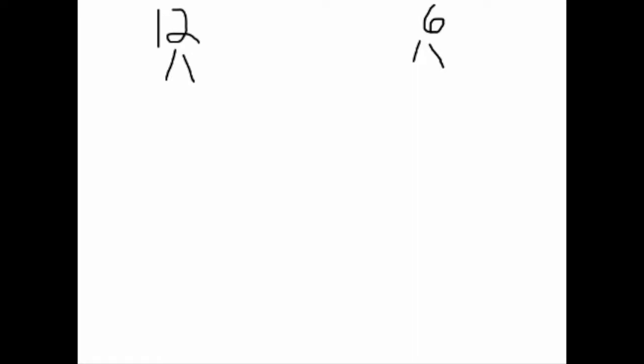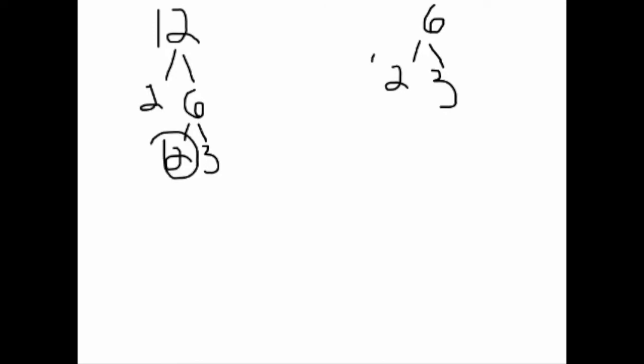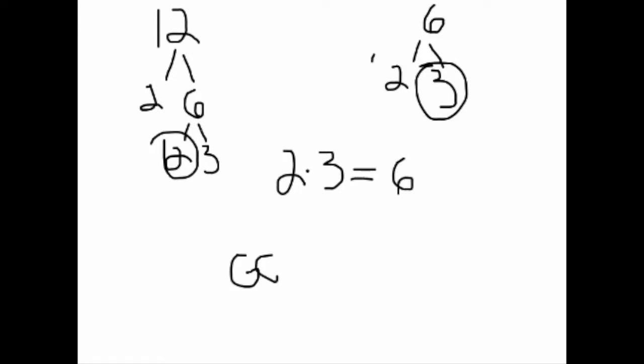12 and 6, let's break these composite numbers down. 12 is 2 and 6. 6 is still composite, so that's 2 and 3. 6 is broken down into 2 and 3. What is common between these both? You also have a 2 in this side and a 3 in this side. That is the most common that you have. 2 times 3, which equals 6. So the GCF of 12 and 6 is 6.